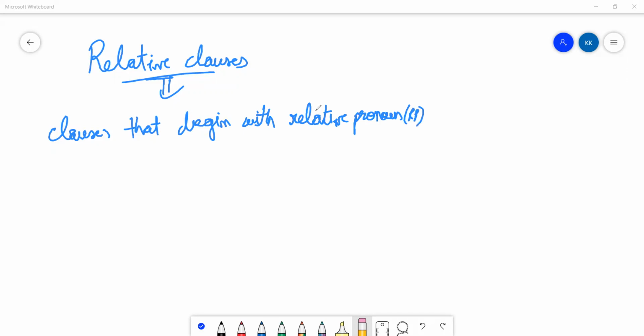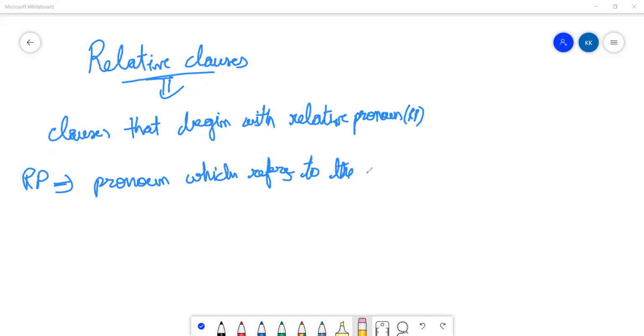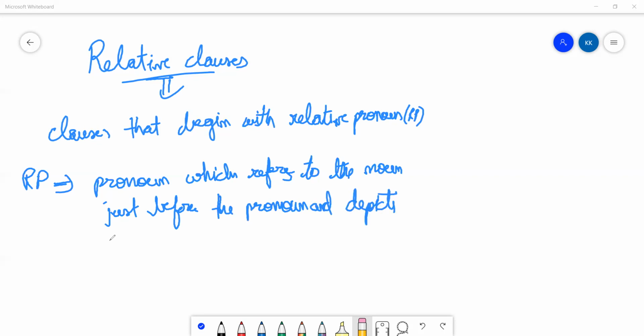So RP. Now, what is a relative pronoun? A relative pronoun is that pronoun which refers to the noun just before the pronoun and depicts extra information.